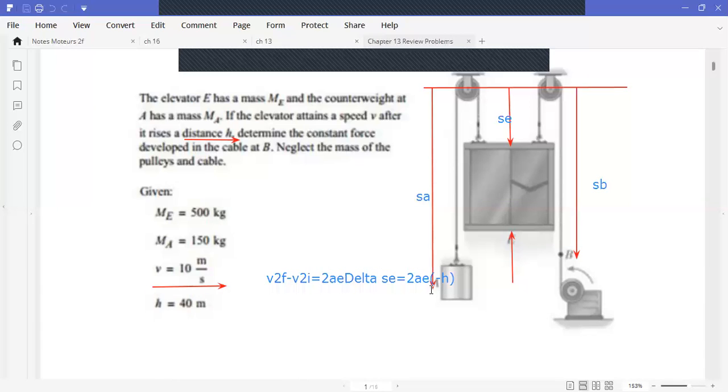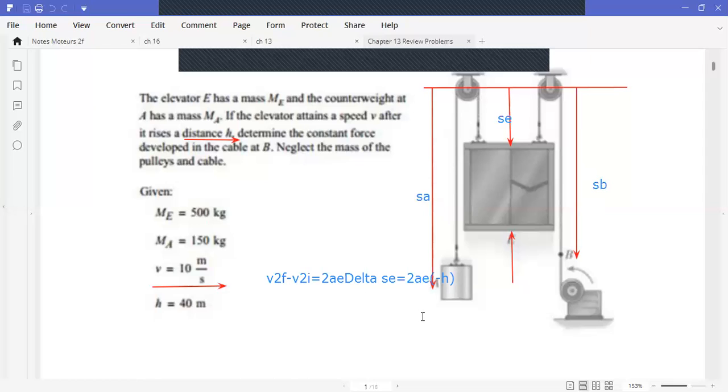So now all I have to do, I know the final velocity is 10. I know the initial velocity is 0 because my system starts from rest. I know h. The only unknown is AE. I should calculate AE, okay? Until now, I have related AE to AA and AB. AE is minus AA and it's minus AB. But it's not enough. I need another equation.